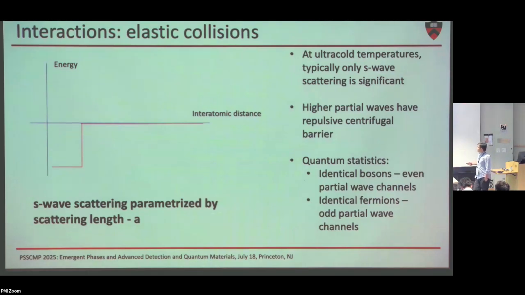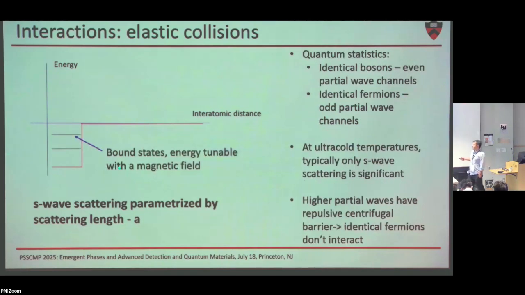Now, if you get cold enough, and you think about a scattering problem where you have free particles coming in and coming back out, then you could see that the only relevant channel that is preserved is the S-wave scattering channel. In scattering channels that have higher angular momentum, there actually is a centrifugal barrier that prevents it. If you have a pseudo-potential and only S-wave scattering, you can parameterize this all by one number called the scattering length. Effectively, it gives you the size of the scattering cross-section.